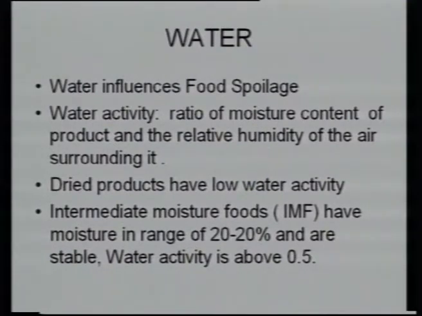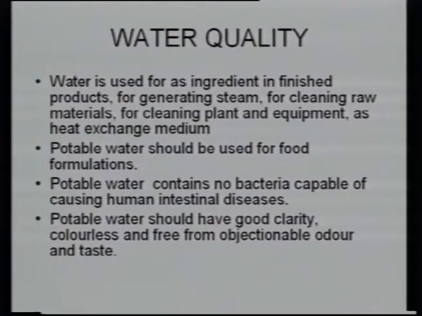In simple terms, dry products have a low water activity, and those products whose shelf life is very poor have a high water activity. Particularly our fruit jellies, our syrups, are intermediate moisture foods. The moisture is in the range of 20 to 40%, and the water activity is above 0.5. So if you want a longer shelf life product, the water activity should be as low as possible.